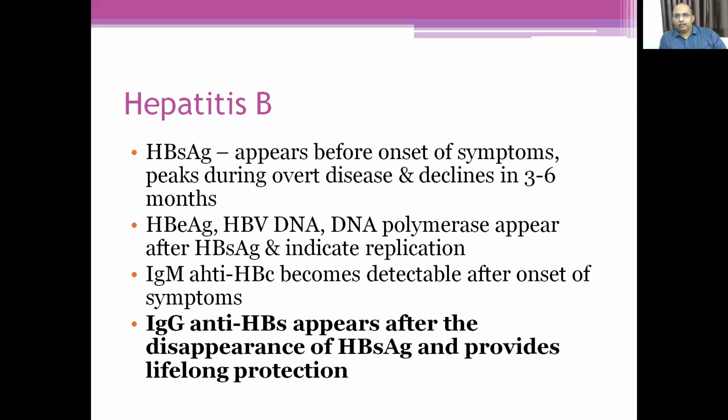Whenever we get infected, the hepatitis B surface antigen appears first on the hepatocytes. These antigens peak during the overt disease and decline in 3 to 6 months. After these antigens, hepatitis B surface antibodies will develop. And then during the active infection, hepatitis B envelope antigen and HBV DNA polymerase appear.